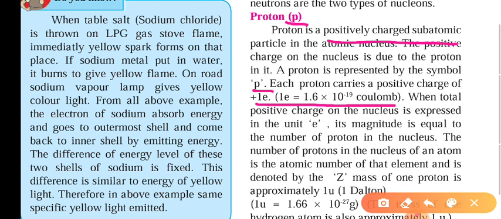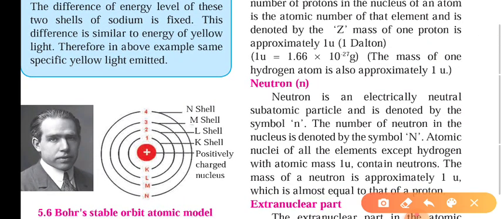When the total positive charge on the nucleus is expressed in the unit e, its magnitude is equal to the number of protons. Suppose there are 5 protons, then the charge will be considered as plus 5. The number of protons in the nucleus of an atom is the atomic number of that element and is denoted by Z. Atomic number is nothing but the number of protons present in that particular atom, and it's denoted by the letter Z.